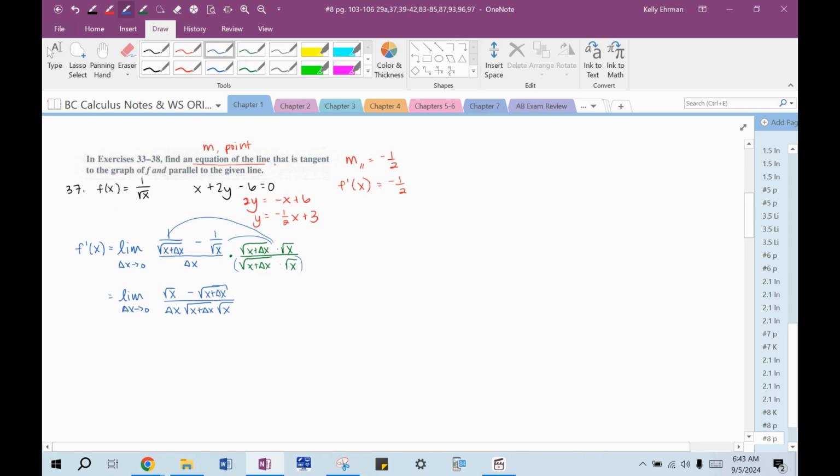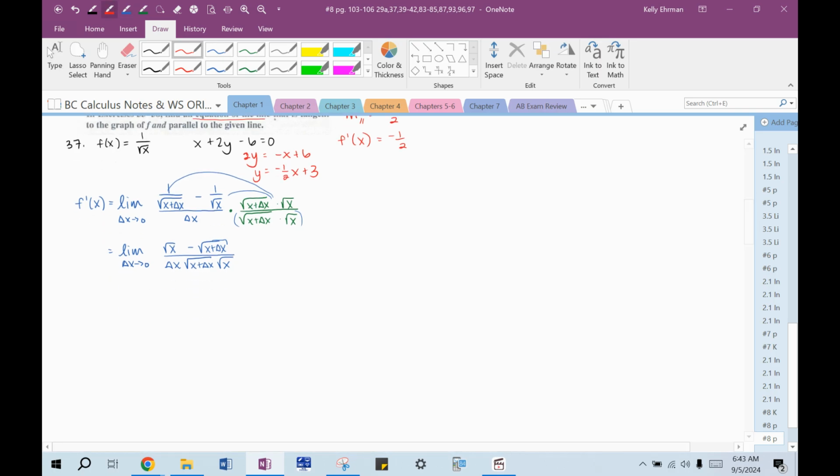All right. You can always check, can you plug in 0 for delta x right now? But if you do that, you'll get 0 over 0. So this still needs to be worked on because you get that indeterminate form. So let's work on the radicals by multiplying by the conjugate. See if that helps. The conjugate of the numerator, that is.